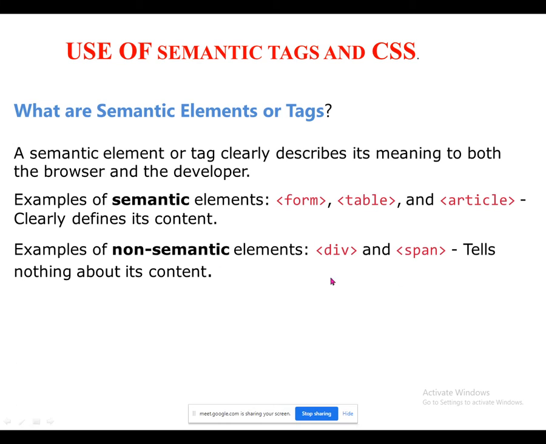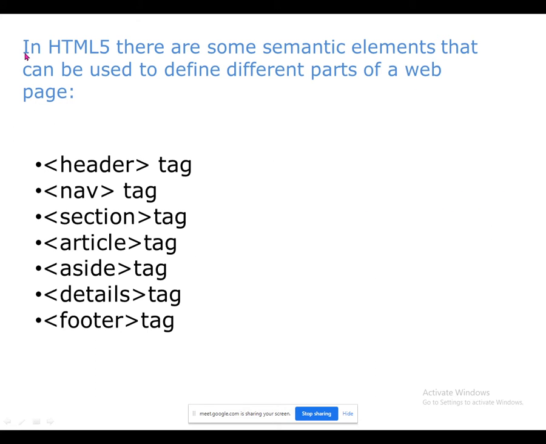Okay, what are non-semantic tags? The tags like, see here, div is one of the tags, and span is again a non-semantic tag. This type of tag tells nothing about its contents. That means we can't imagine what type of information may be in such elements. So such elements or tags are called non-semantic tags. So broadly there are two types of tags, semantic tags and non-semantic tags. We will see some semantic tags and how to use them in our web page.